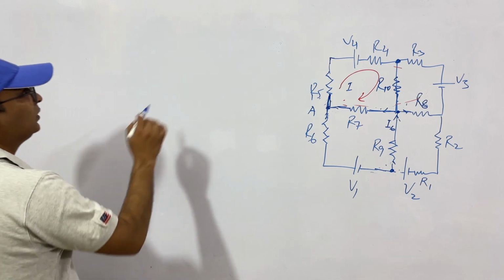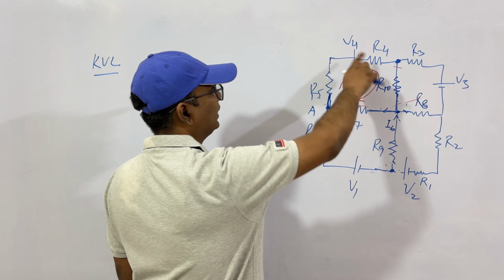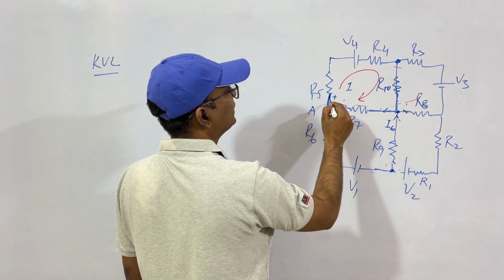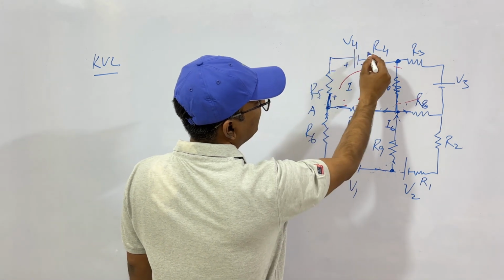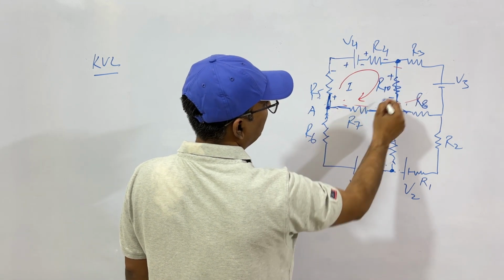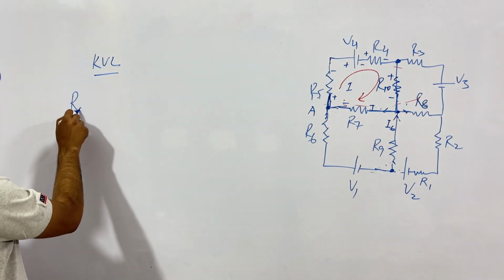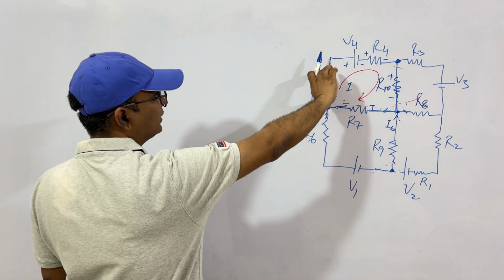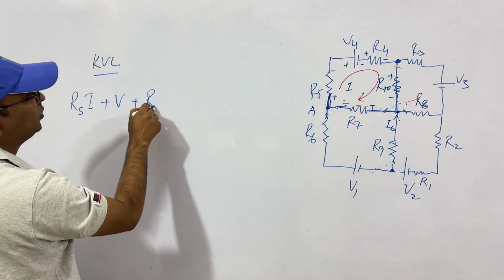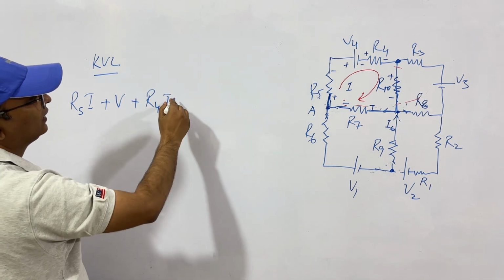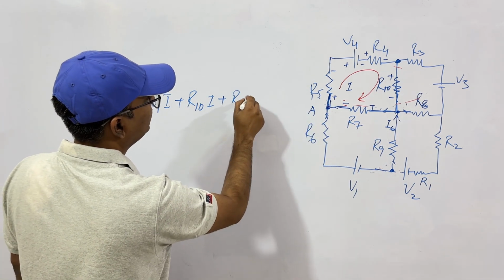This is the way we take. So in this loop, Kirchhoff's voltage law says: see, this is current, so I is entering here. This will be plus, this will be minus. This is a cell, so this is plus minus. I is entering here, so this is plus, this is minus, again plus, minus, plus, minus. So you take in this direction: first is R5, so R5 into I, this is the voltage drop across this resistor. Then you have V, then R4 into I, then R10 into I, and finally R7 into I.